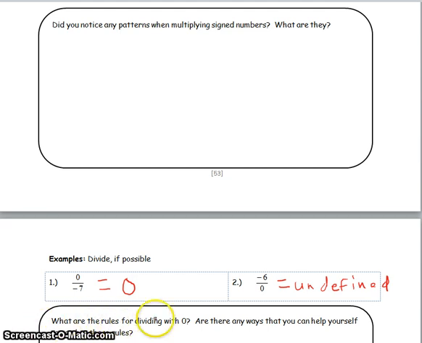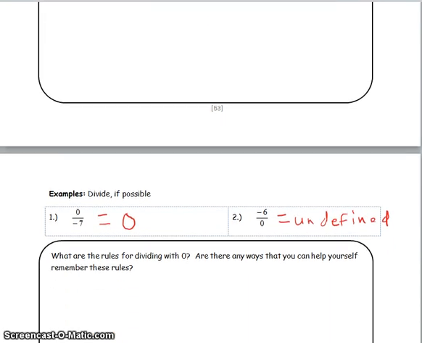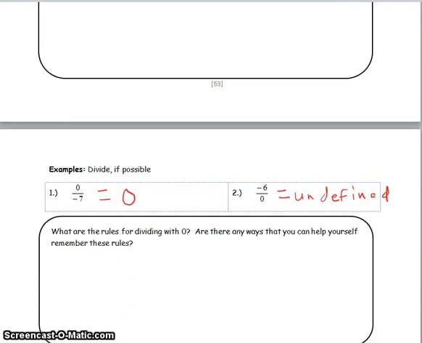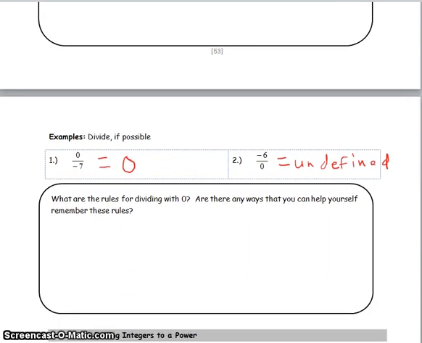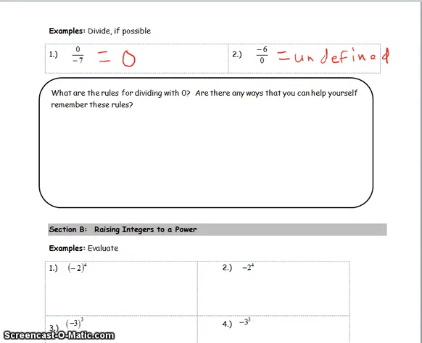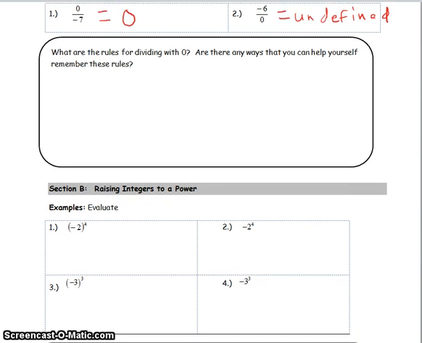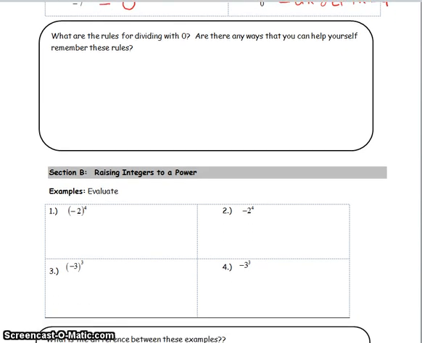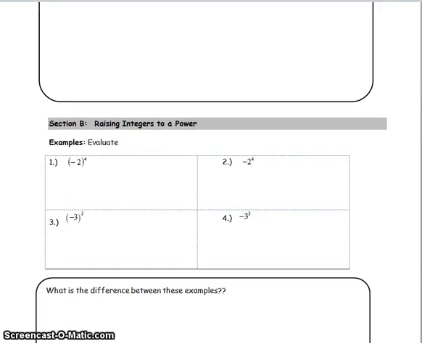Now we look at this next question. It says, what are the rules for dividing with 0? Are there any ways that you can help yourself remember these rules? Now what I want you to do is attempt this on your own, and then when you come to class, the next class period, we can discuss it.